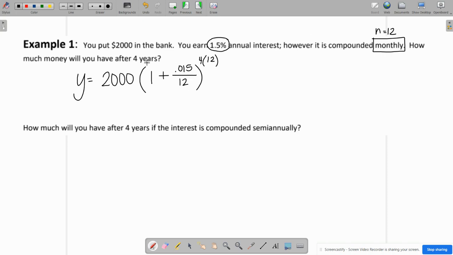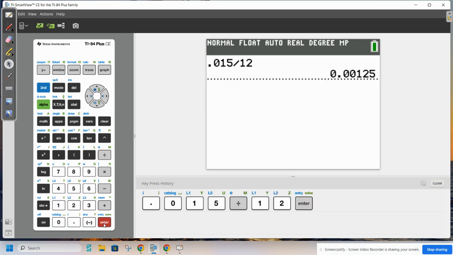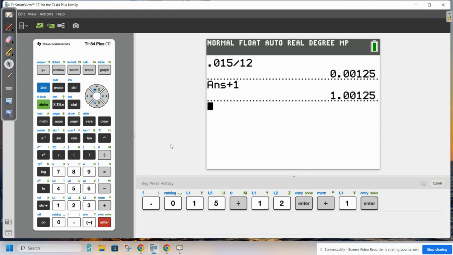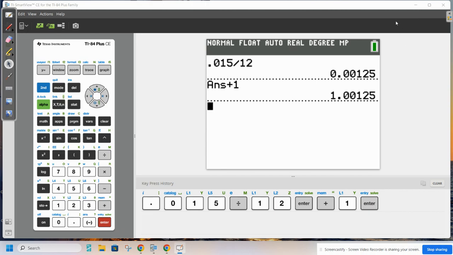So let's talk about how we would do this. Order of operations says we need to focus on parentheses first. Within the parentheses, we have addition as well as division. Division is going to happen first. So if you're doing it step by step in your calculator, you're going to take the 0.015 and divide that by 12. Then you'll be adding 1. So inside the parentheses right now, this value right here is 1.00125, right? That's what we got here.